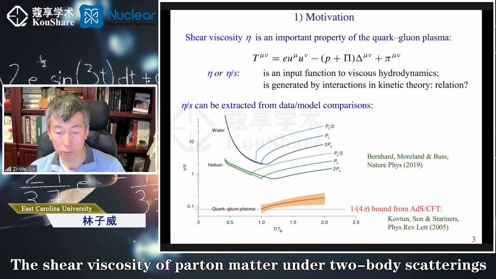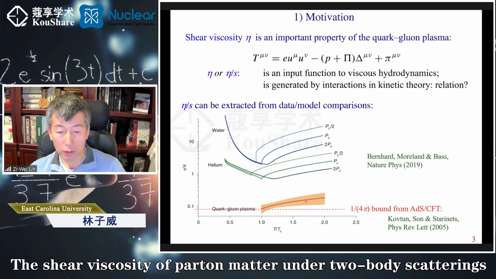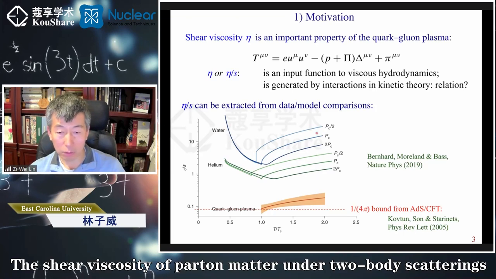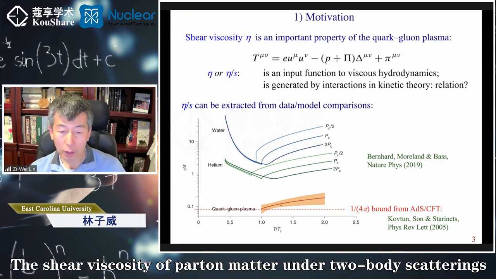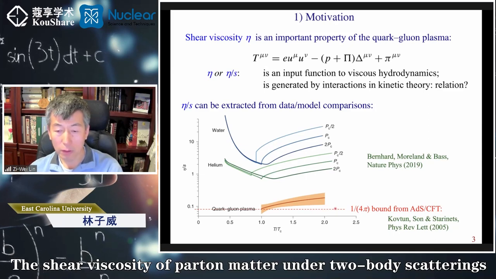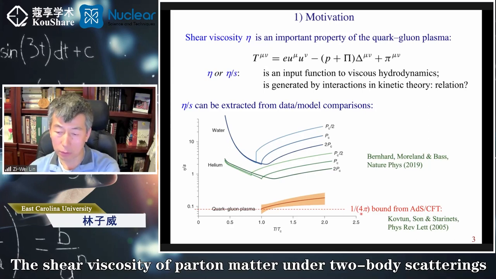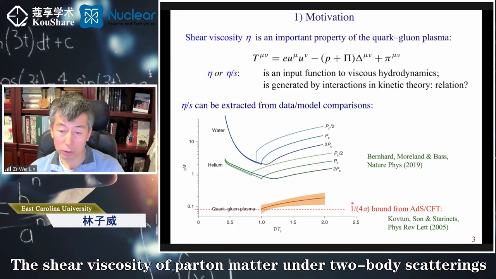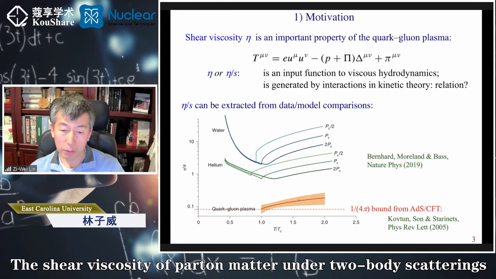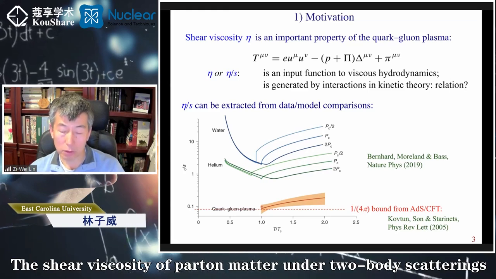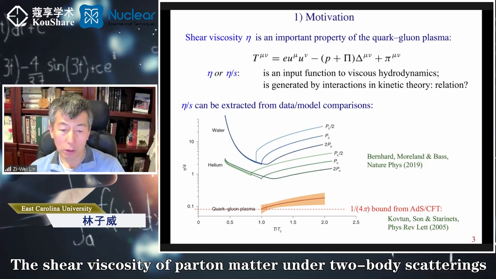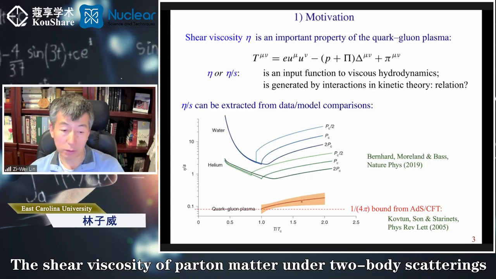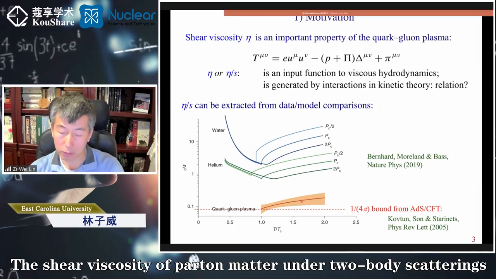So here is temperature over some critical temperature. We can see that the eta over S ratio extracted is very low, lower than other typical materials like water or helium. And also it's not far from the conjectured bound from some field theory frameworks, where the bound is 1/4 pi. But we see that there's a temperature dependence which could be extracted from the data, and also there is a large error shown by the band for the eta over S of the extracted quark-gluon plasma as a function of temperature.